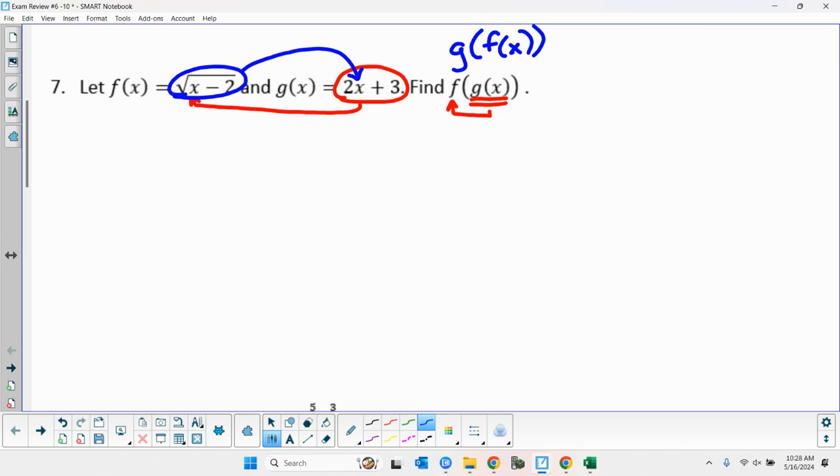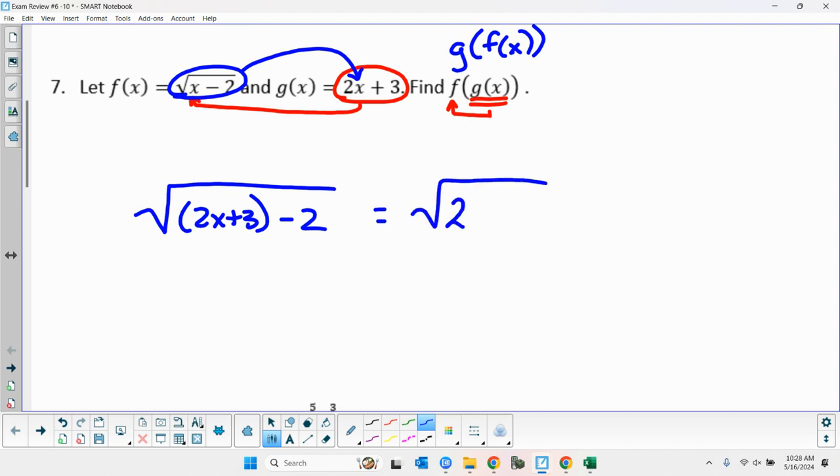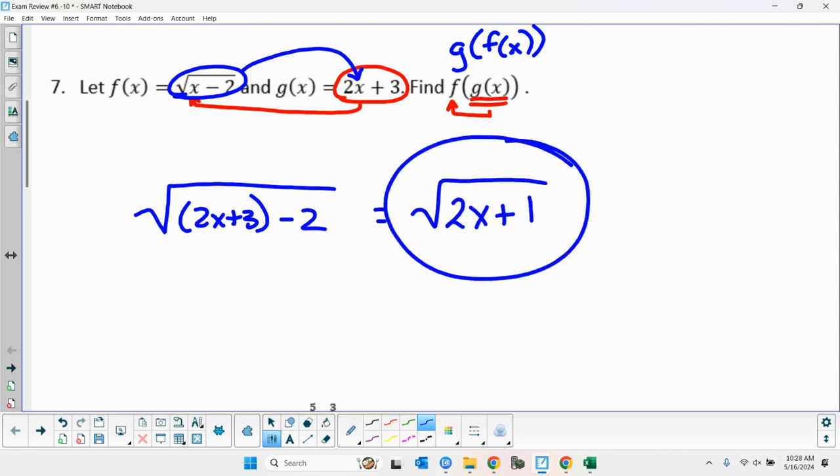Okay, so we're doing the red one. So we're going to go the square root, and where that x is, we're putting 2x plus 3. So we put that in place of the x. Don't forget there's a minus 2 there. Is that as far as I can go, or can I simplify that? You can simplify it. What's 3 minus 2? 1. So this is what the answer to number 7 will be. So if you can simplify, you should. All right? Any questions on that?